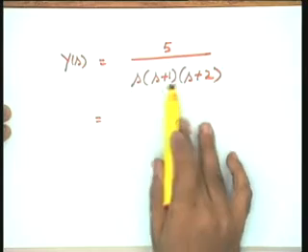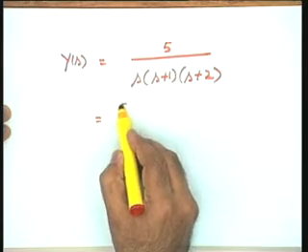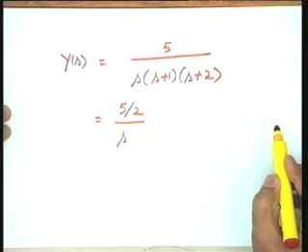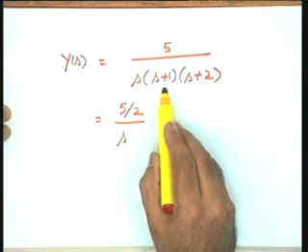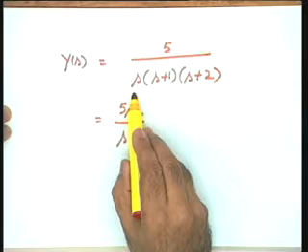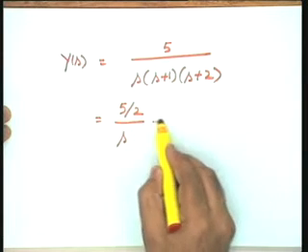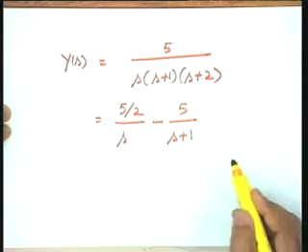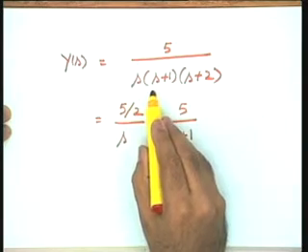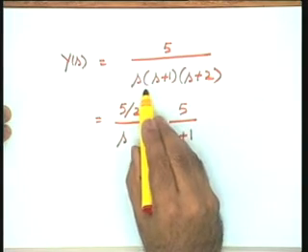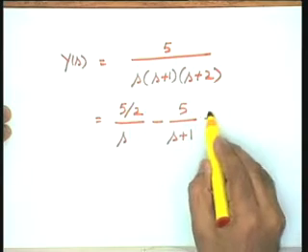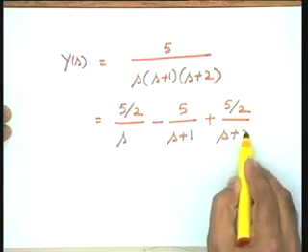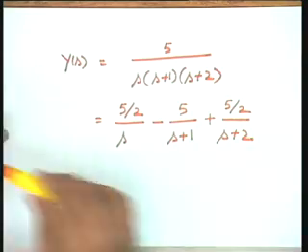At s equal to 0, I get the residue as 5 by 2. So, one term is 5 by 2 by s. At s equal to -1, what is the residue please? It is -5. So, the other term becomes -5 over s plus 1. At s equal to -2, it will become plus 5 by 2, I hope. So, it is plus 5 by 2 over s plus 2. Please see if there is any error here.